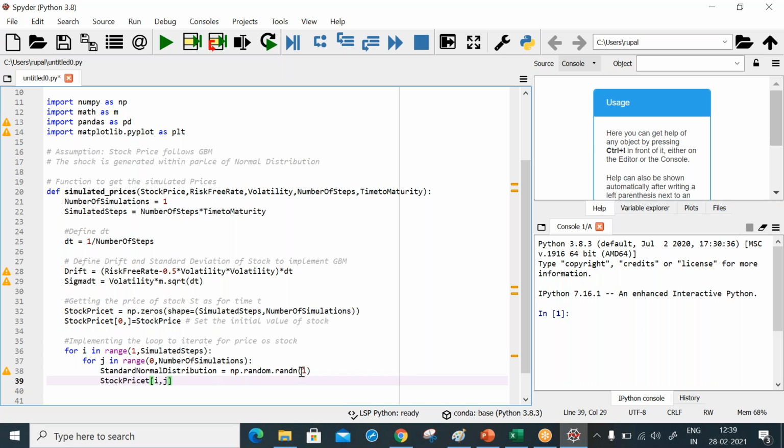Now, basically, stock price at time t, i comma j. Why am I using i comma j? Because for each row and each column there is a value, and I'm going to take these values from the overall simulation that we did yesterday.